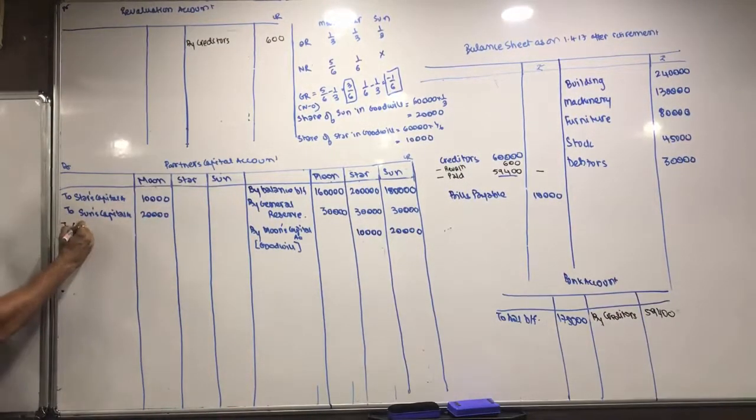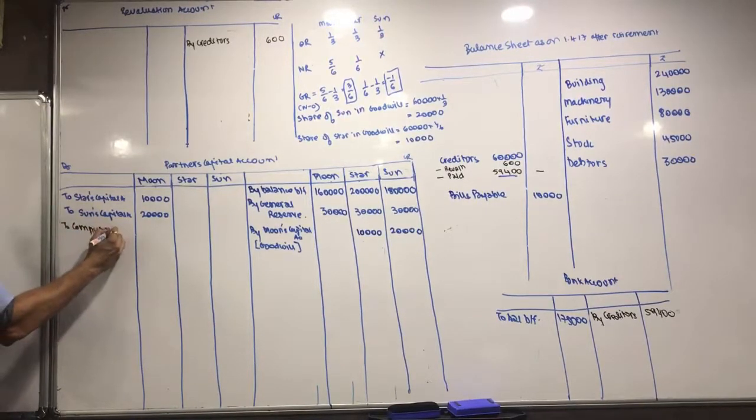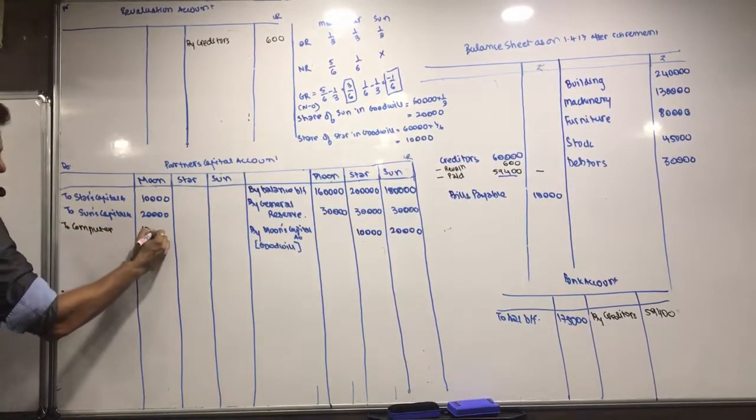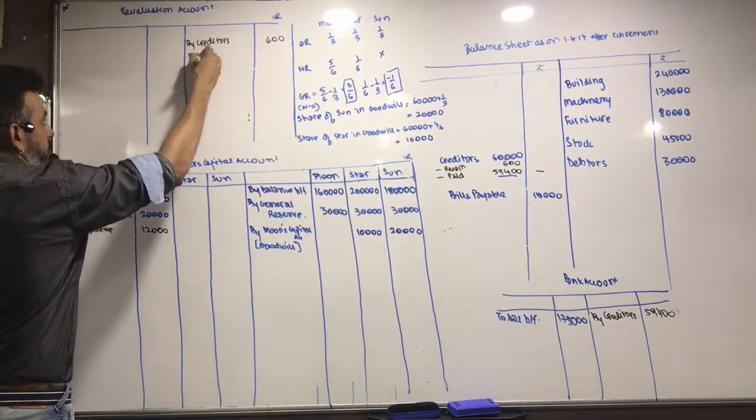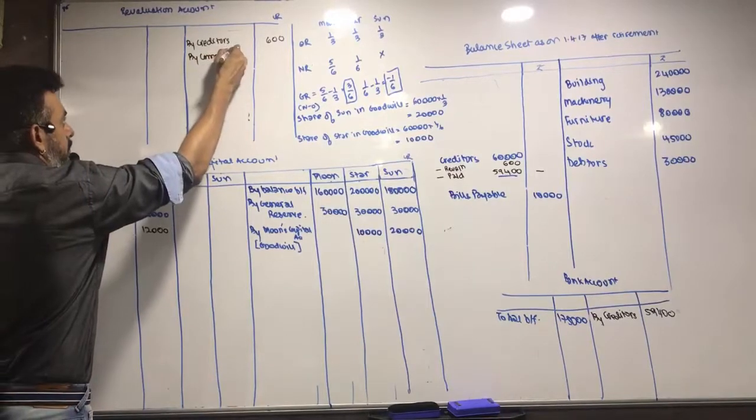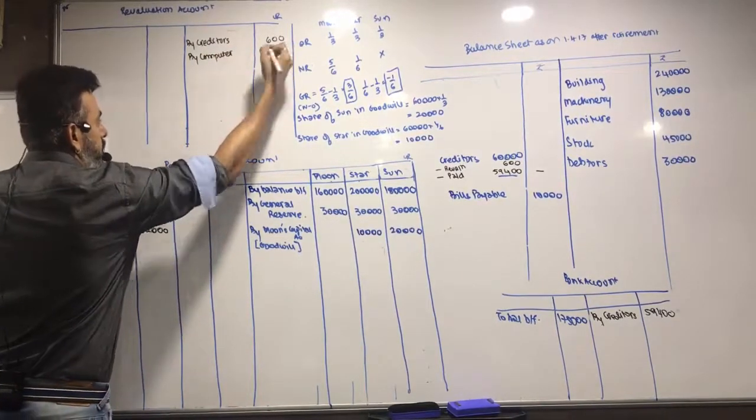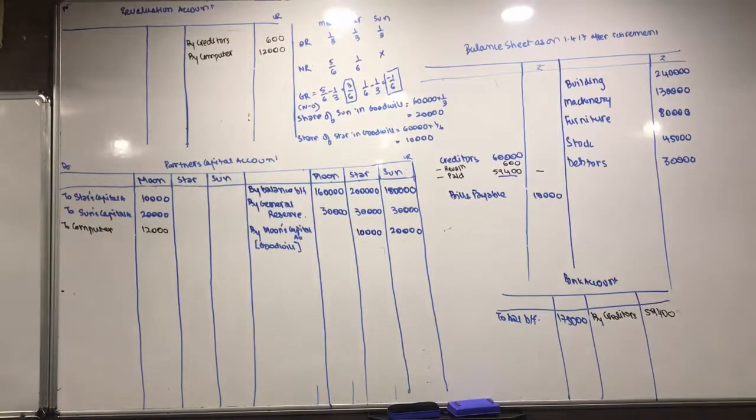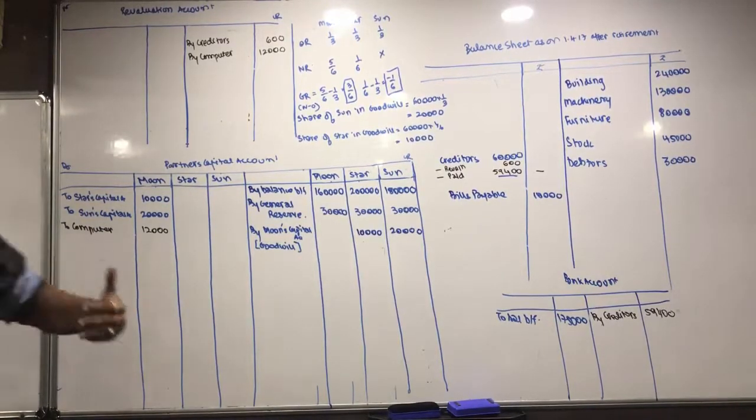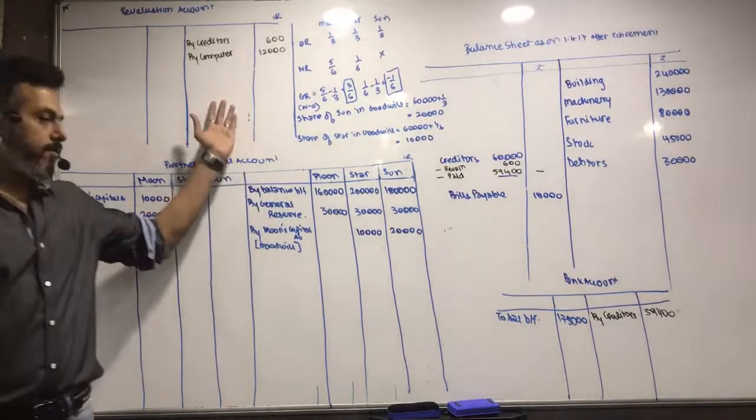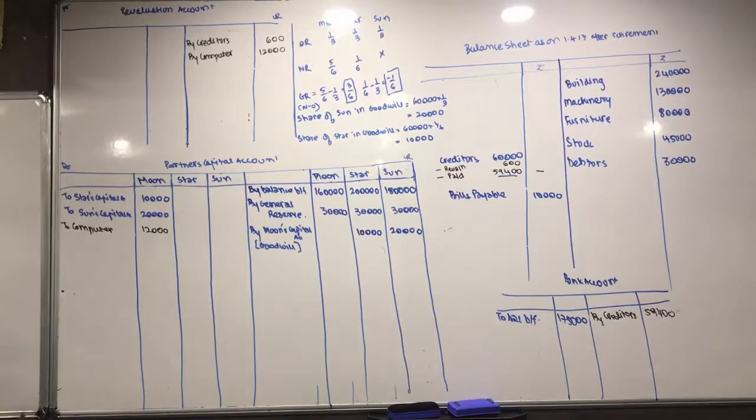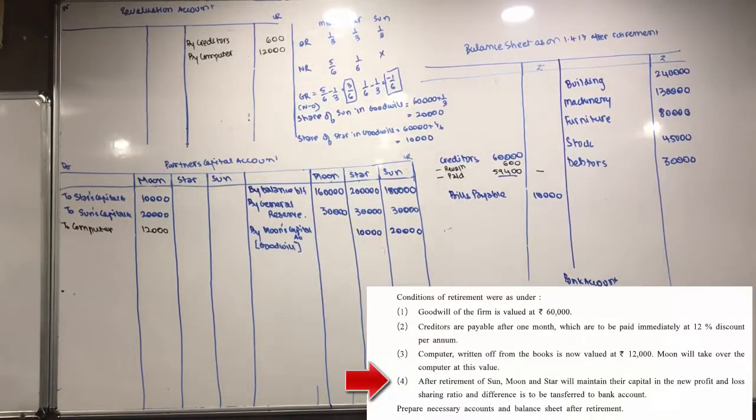Partner's capital account debit to revaluation account, computer, 12,000. The asset had no value in the books, and against it we are getting 12,000. So it's a gain. Next, after retirement of Sun, Moon and Star will maintain. So let's close. See what the profit or loss is.